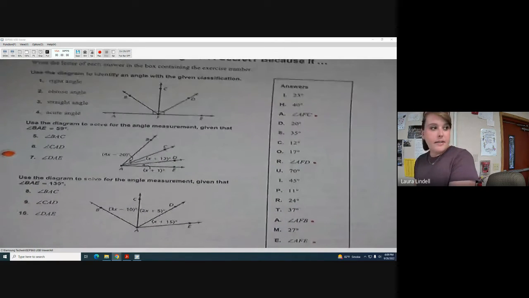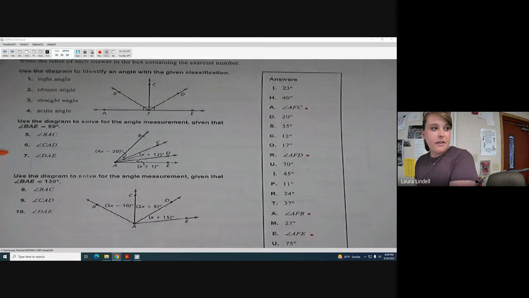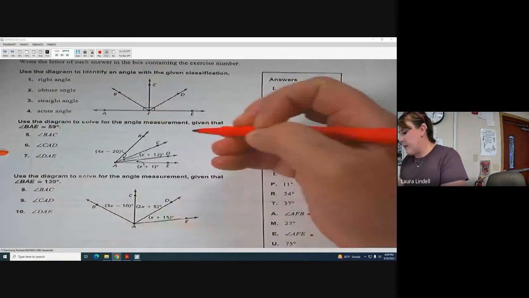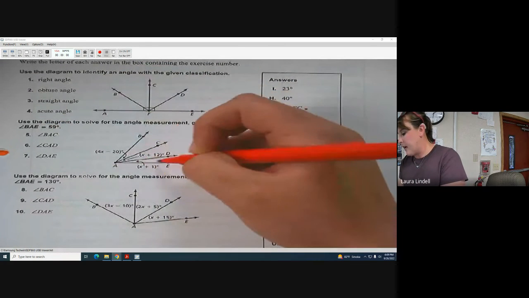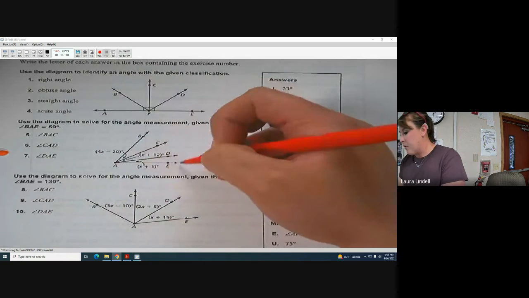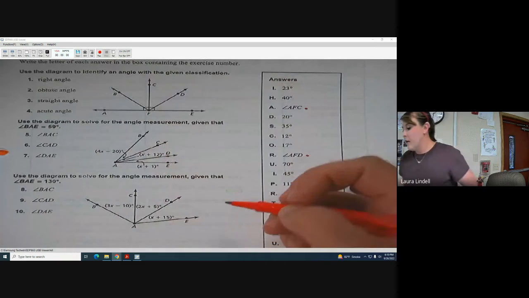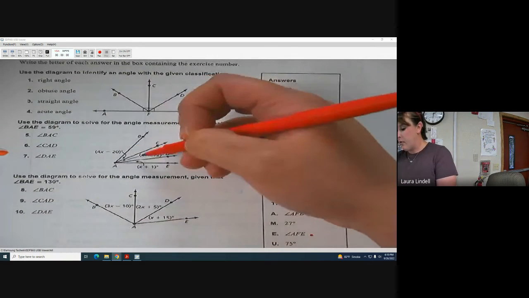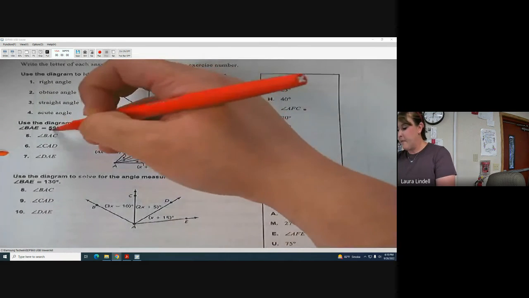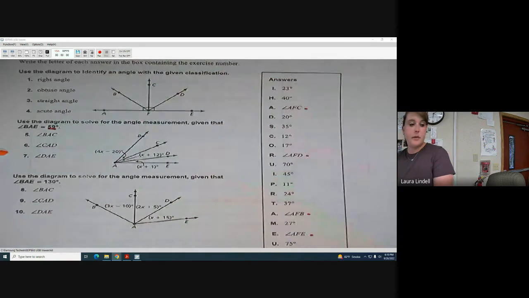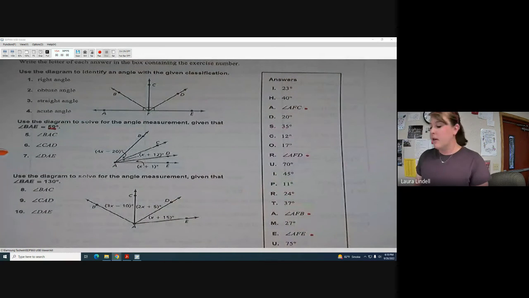Moving along to the next set, 5, 6, and 7, it says use the diagram to solve for the angle measure given that angle BAE is 59 degrees. So here's BAE, that's this whole angle here. So we know that all three of these together add up to 59 degrees. So use that information to help you set up your equation.